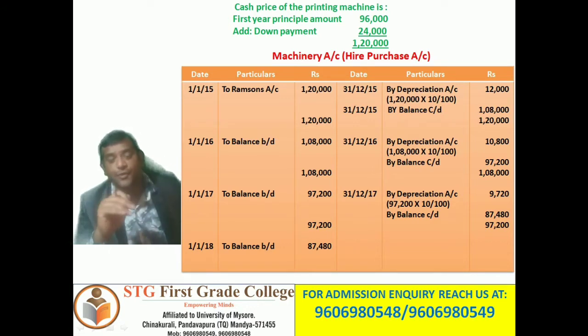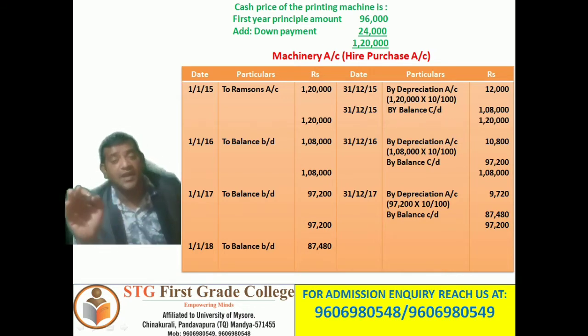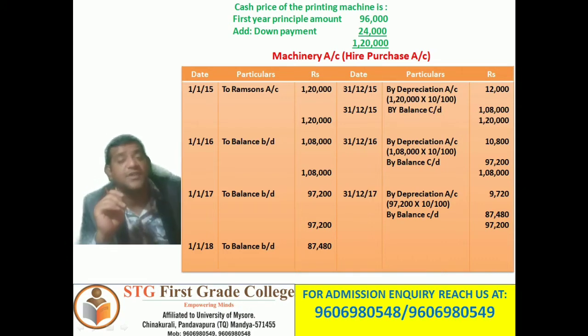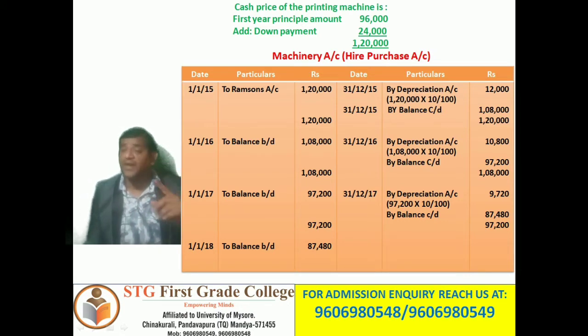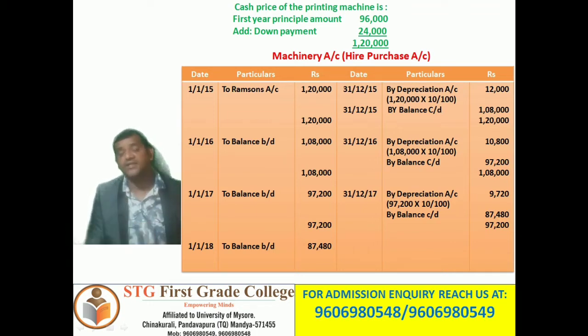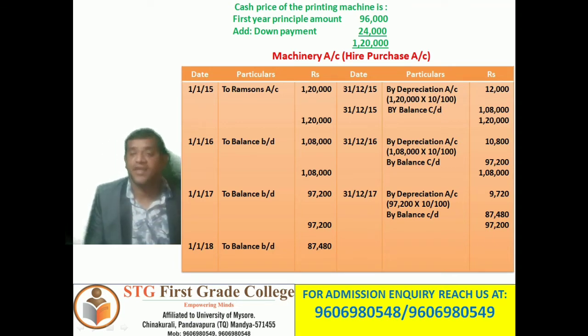So next year opening date 1/1/2016, that is debit side. To balance brought down 1,08,000. Last year closing balance is the opening balance of this year. So year end 31/12/2016 by depreciation account, open the bracket, 1,08,000 into 10 divided by 100. So that is 10,800 is the depreciation, and balance carried down will be 97,200.